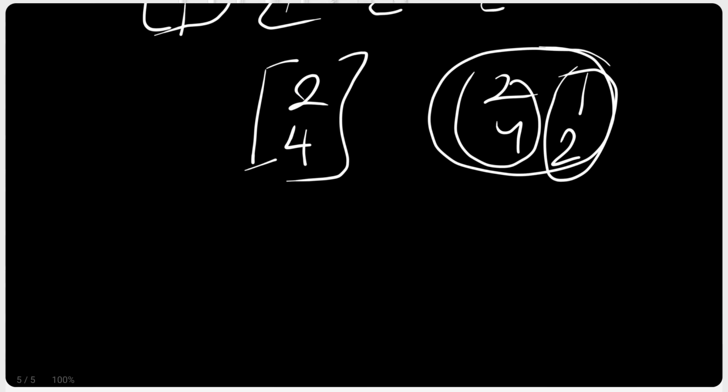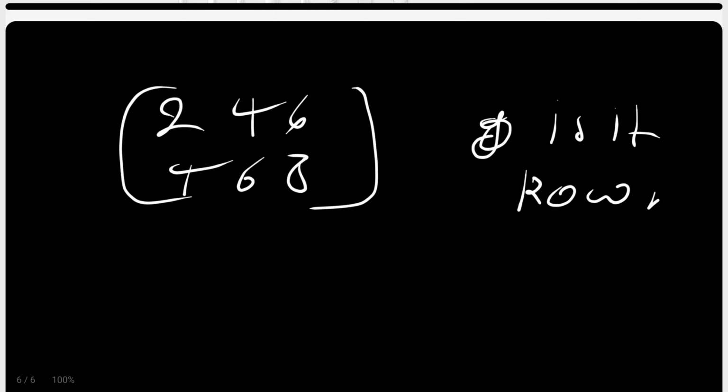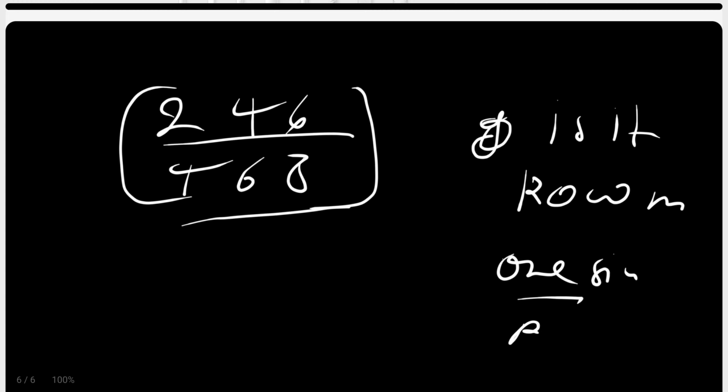And don't be confused. Suppose it is given 2 4 6 and 4 6 8, and I ask you, is it a row matrix? No, it is not a row matrix. Row matrix means it has only one, or you can say single, row, but this has two rows. So it is not our row matrix.